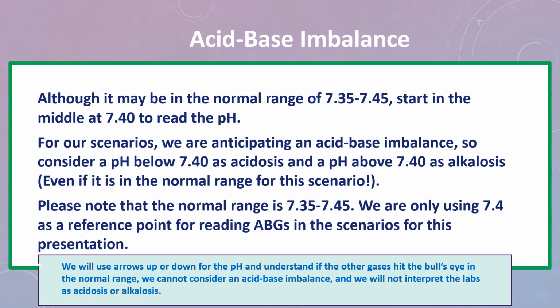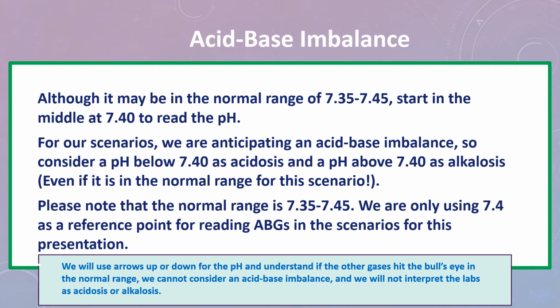We will use arrows up or down for the pH and understand that if the other gases hit the bullseye in the normal range, we cannot consider an acid-base imbalance, and we will not interpret the labs as acidosis or alkalosis. Although it may be in the normal range of 7.35 to 7.45, start in the middle at 7.4 to read the pH. For our scenarios, we are anticipating an acid-base imbalance, so consider a pH below 7.4 as acidosis and a pH above 7.4 is alkalosis.